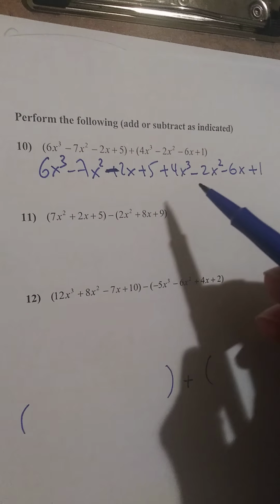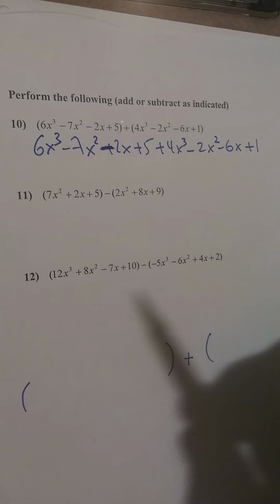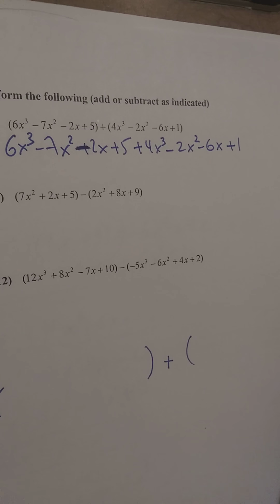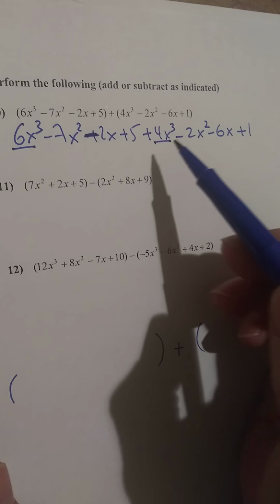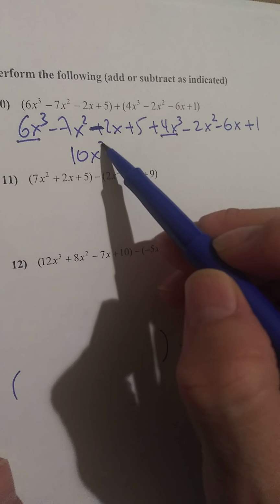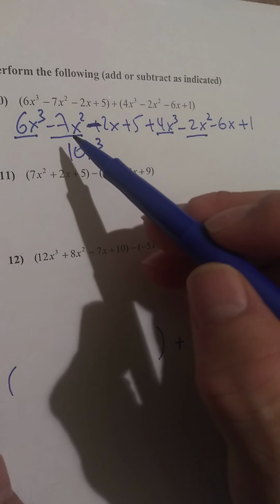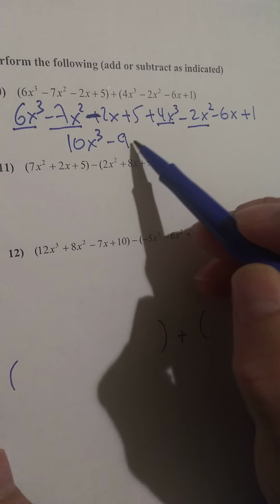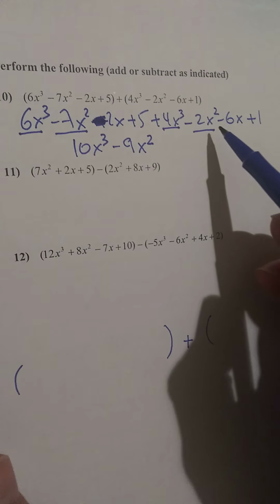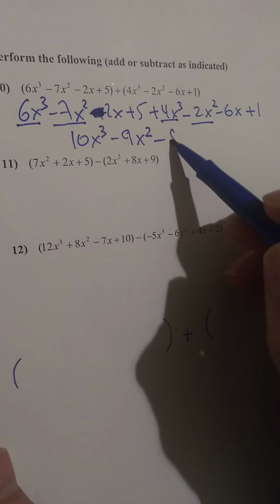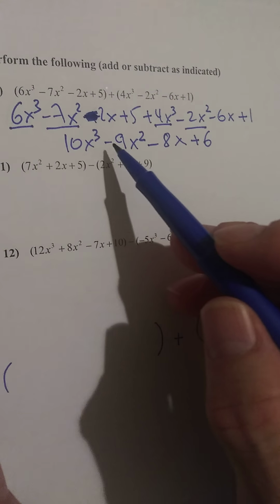Okay, 6x cubed and 4x cubed are terms that have the same letter and the same exponent, so they're called like terms. We can combine them, and what that means, add them or subtract them. In this case, it's 6x cubed plus 4x cubed, so we're going to add those two terms. That gives us 10x cubed. Negative 7x squared minus 2x squared, they're like terms. When you add minus 7 to minus 2, you end up with minus 9x squared. Minus 2x minus 6x is minus 8x, and plus 5 plus 1 is plus 6. Make sure you don't have any more like terms left.